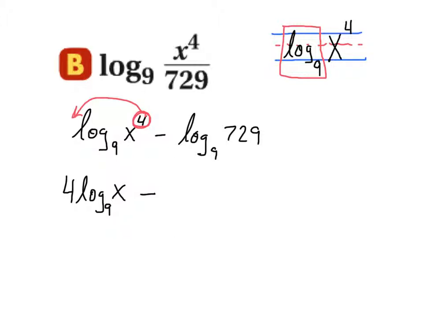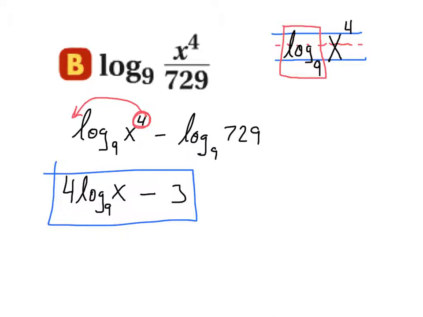But what about log base 9 of 729? Nope, not 9 squared. 9 squared is 81. 9 cubed is 729. So therefore, what does log base 9 of 729 equal? 3. That is our answer.